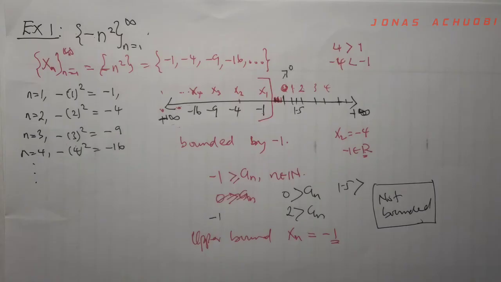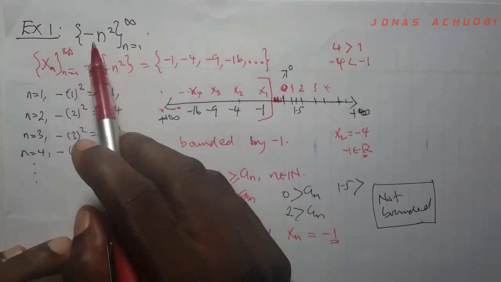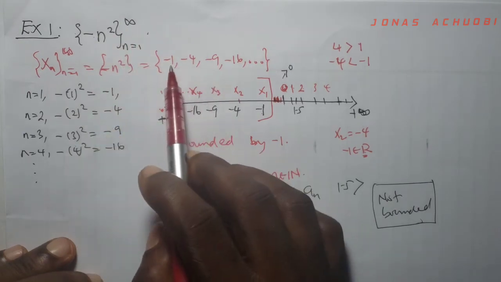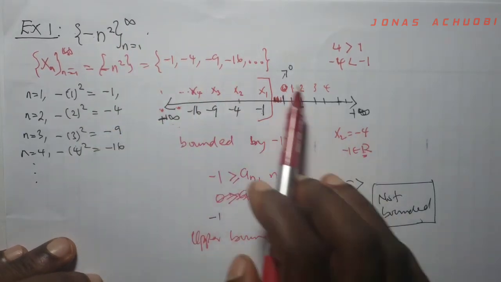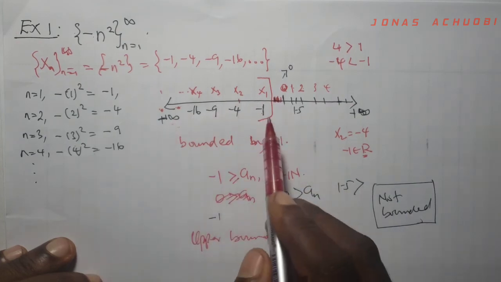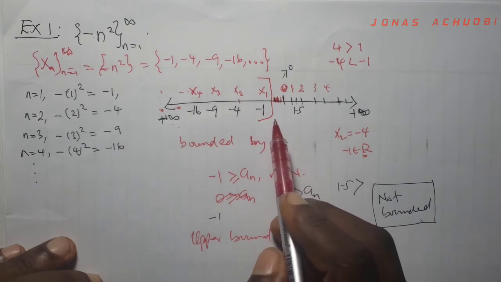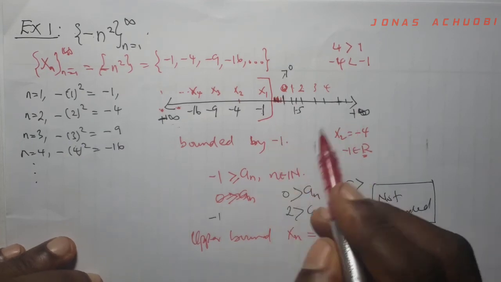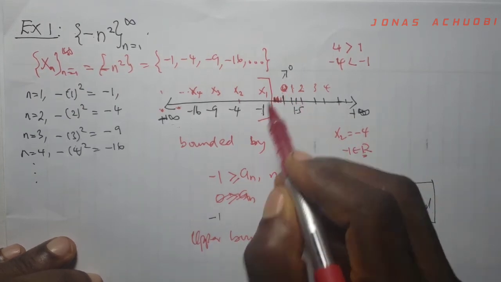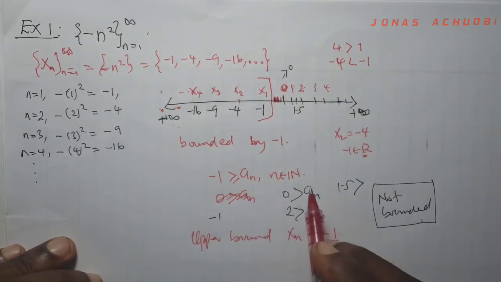Let me explain this. Let us go back to example 1. We had the sequence -n squared, n from 1 to infinity, and we had the terms -1, -4, and all that. We had agreed and investigated that this sequence was bounded above by what? By -1. Now, we had said then that -1 is not the only upper bound of the sequence. -1 is one of the upper bounds. So -1 is an upper bound, 0 is another upper bound, 1 is an upper bound, 2 is an upper bound, 3, and there are so many of them that are upper bounds.